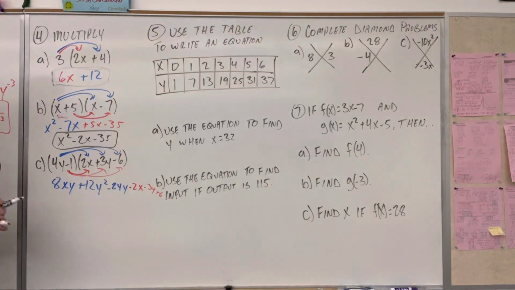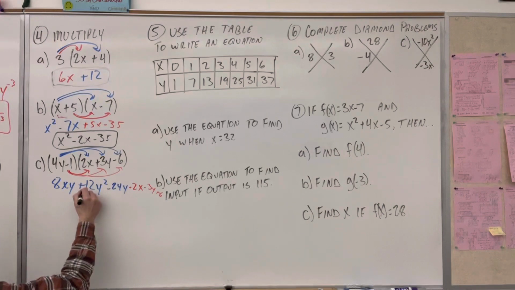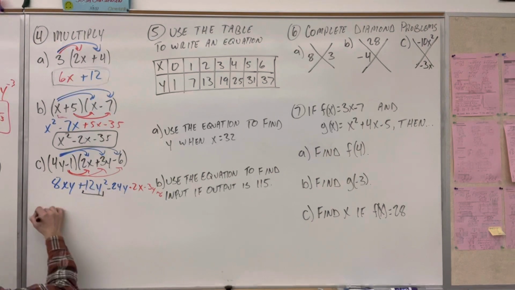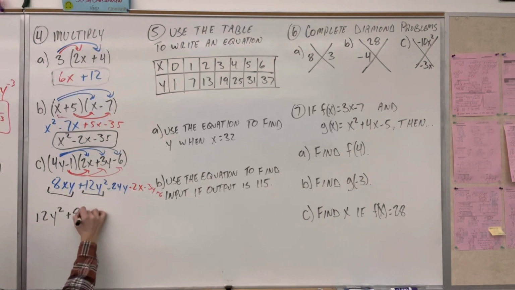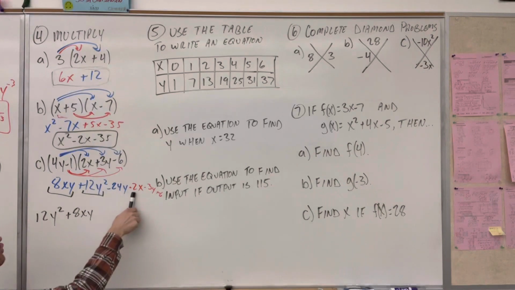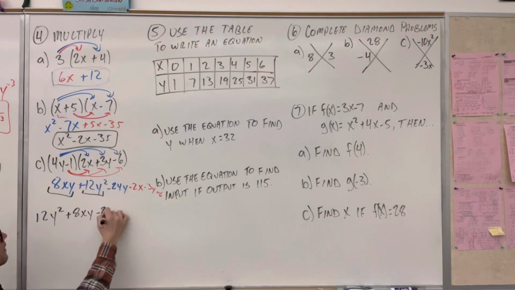Okay, now the game is to combine like terms and list them in standard form. I'm going to deal with this one first because it has the highest power. So I have 12y squared. Now I'm looking at this, I have a single xy term. And so I'm going to deal with that one. We have plus 8xy. Now I'm going to look at our x's. We have -2x's right here. So this one is taken care of.